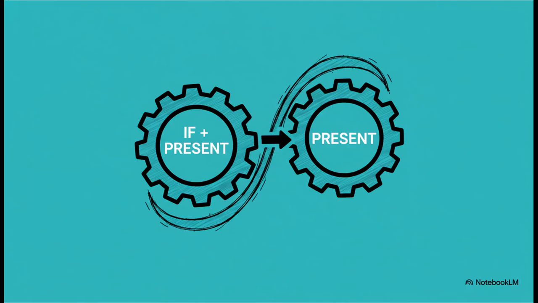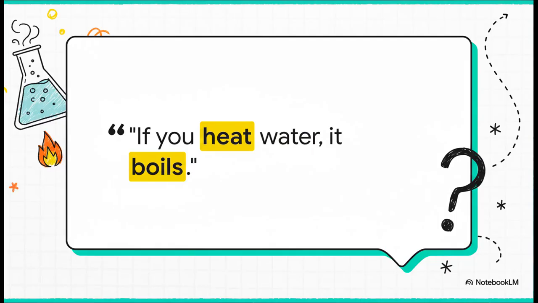And the formula? It's beautifully simple. It's just if plus a present tense verb, and then another present tense verb. That's it. If this happens, that happens. Every single time. For example, the classic scientific fact. If you heat water, it boils. You just can't argue with that, right? That is the 0 conditional in action.